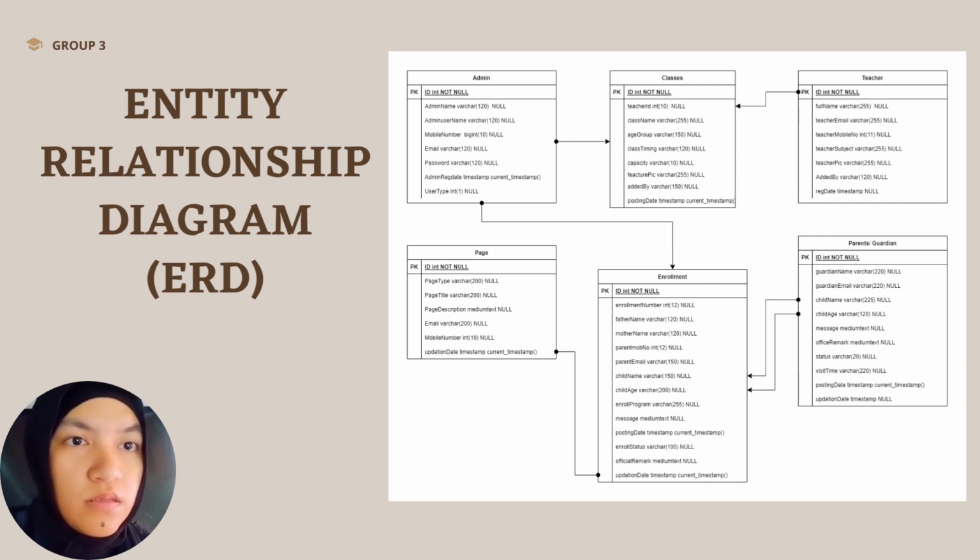So here is the ERD, the entity relationship diagram. We've got six entities with their attributes. The first entity is admin, then class, teacher, which is staff, page, which is website details, enrollment, also the website, and then parents and guardians.